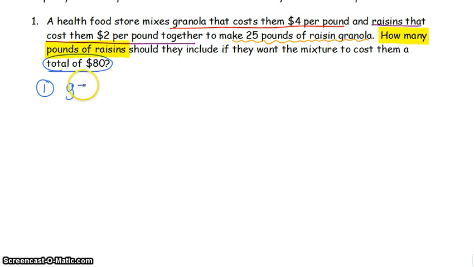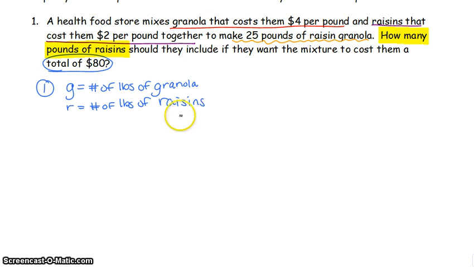So I'm going to let G be the number of pounds of granola, and you have to be very specific. What about granola? It can't just be G is granola. What about granola? The size of the granola, the color of the granola, there's different kinds of granola. No, what we're talking about is how many pounds of that granola we are buying. And R is going to be the number of pounds of raisins. Again, it can't just be G is granola and R is raisins. If you do that, you're going to get a point off. So we have our two variables.